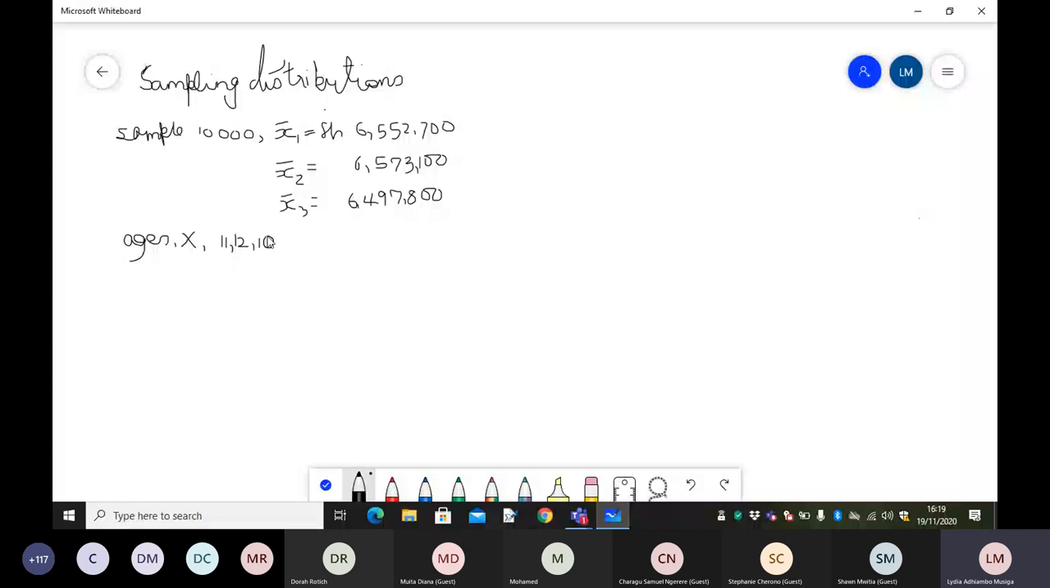Now, you can also see that X bar is behaving as a random variable. Why? Because whenever we pick different samples, the values it takes keep on changing. So X bar is a random variable.